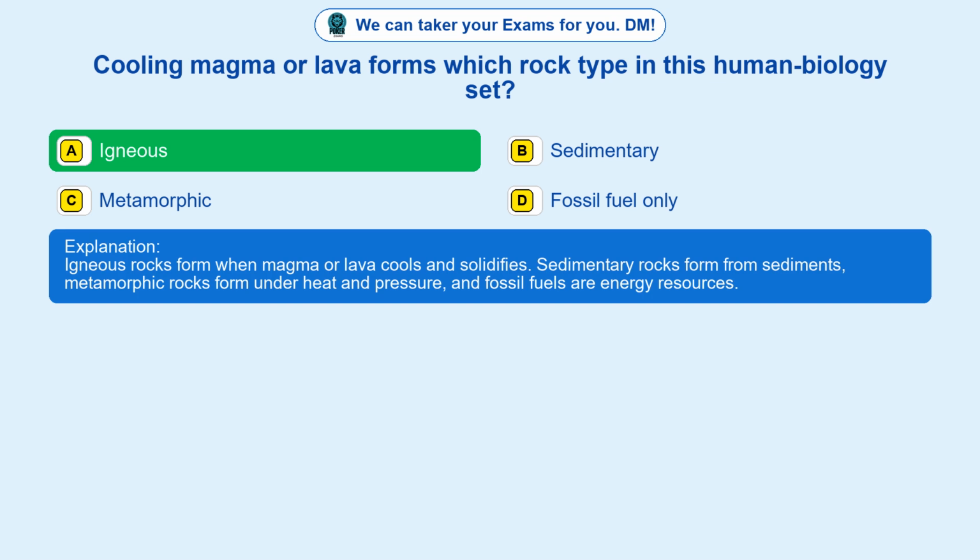Igneous rocks form when magma or lava cools and solidifies. Sedimentary rocks form from sediments, metamorphic rocks form under heat and pressure, and fossil fuels are energy resources.